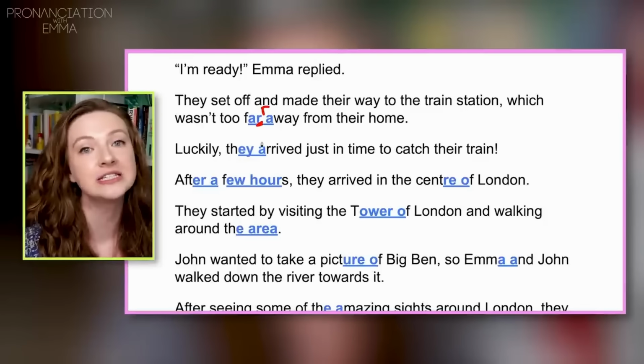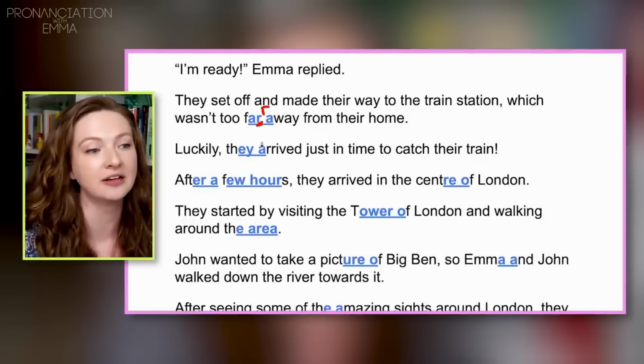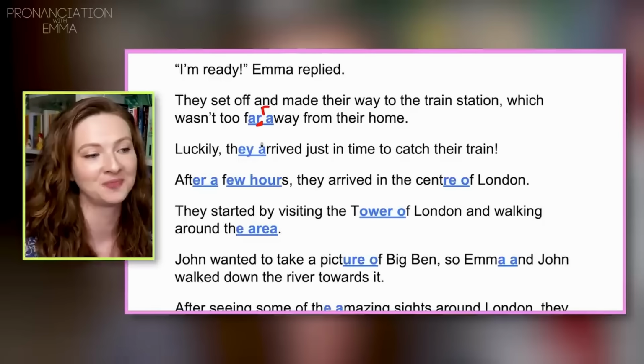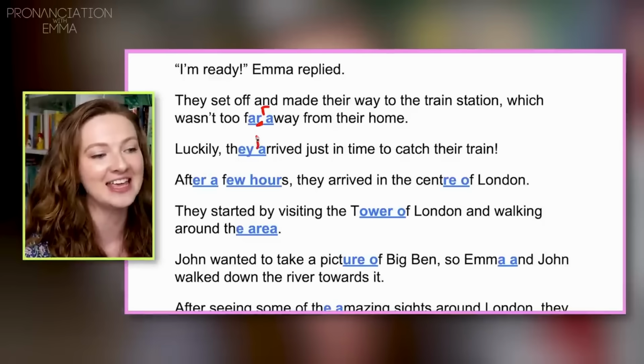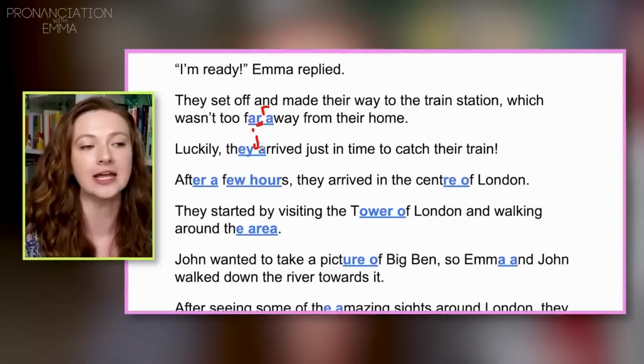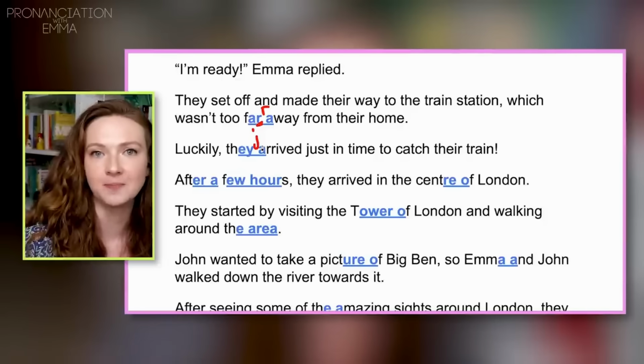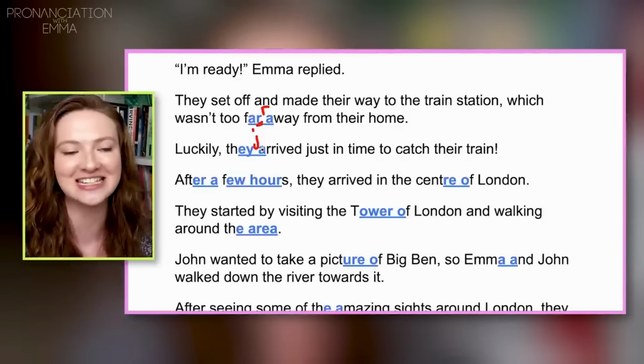So we say, wasn't too far away from their home. Then we have, they arrived. Luckily, they arrived just in time. They arrived just in time.